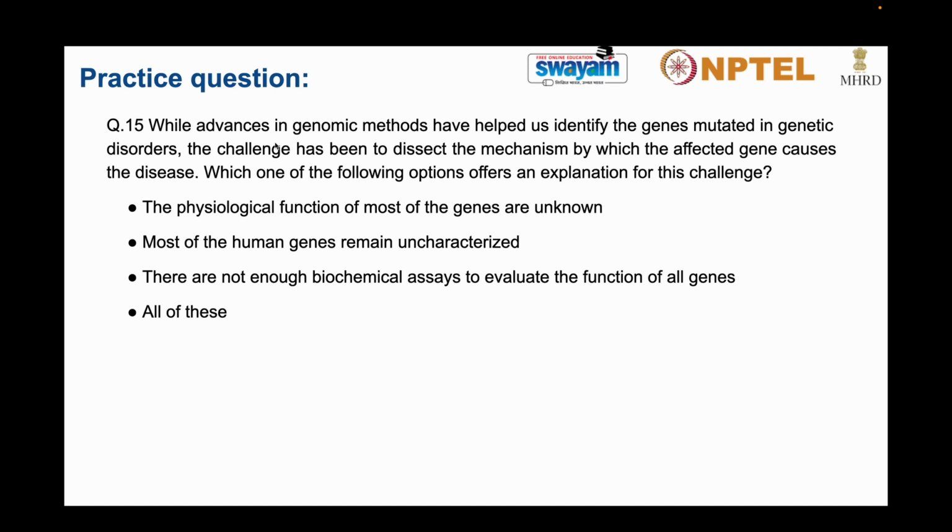Now the next question is: while advances in genomic methods have helped us identify the genes mutated in genetic disorders, the challenge has been to dissect the mechanism by which the affected gene causes the disease. Which one of the following options offers an explanation for this challenge? The options are: the physiological function of most of the genes is unknown, most of the human genes remain uncharacterized, there are not enough biochemical assays to evaluate the function of all the genes, and all of these. So what do you think is the challenge that we face while we check for genetic disorders and identify the genes that are mutated? It is a bit similar to what we have talked about with the mouse models for polygenic disorders.